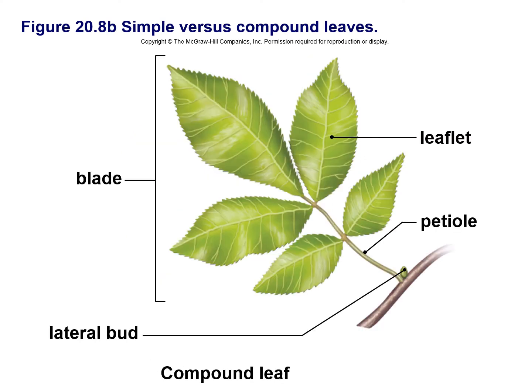But this is where it gets interesting. This big section right here is considered to be the blade, even though it's got 5 parts. This blade is divided into 5 leaflets. So this is what we call a compound leaf. A compound leaf basically just has offshoots from the petiole, and that can be various numbers. So depending on the plant, you can have a different number of leaflets coming off to make the entire blade. But again, it still has the lateral bud and the petiole, no difference there.